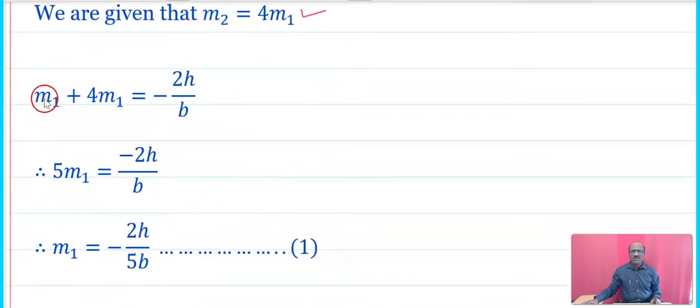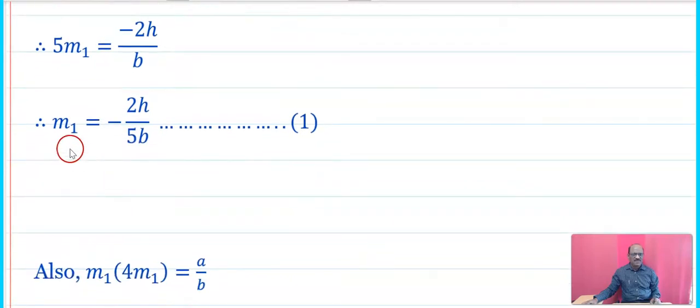Now what is m1 + m2? m1 + m2 is −2h/b. And here we substitute the value of m2, which is 4m1, that we have decided. Therefore m1 + 4m1, that is 5m1, is equal to −2h/b. And therefore m1 is equal to −2h/5b.